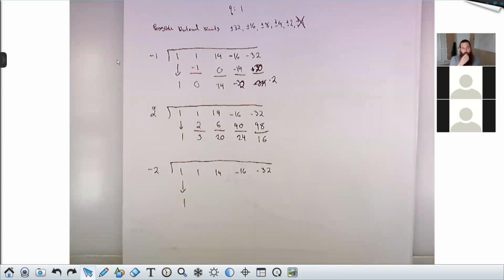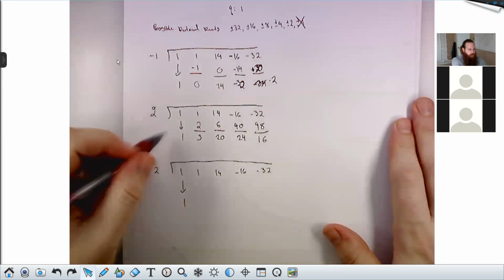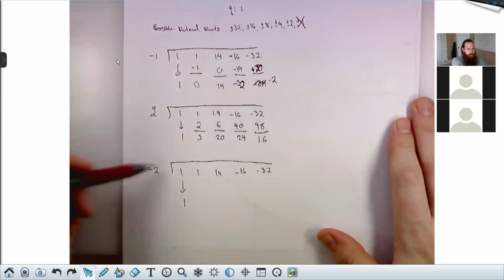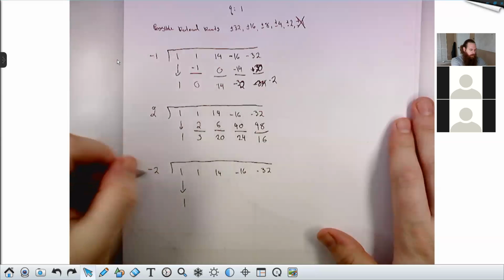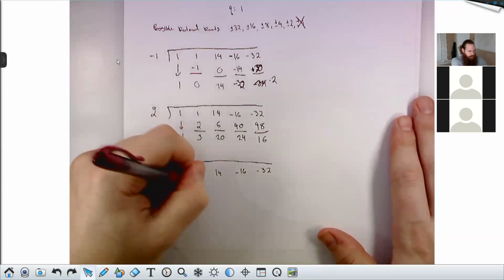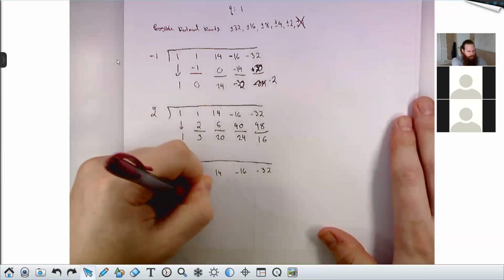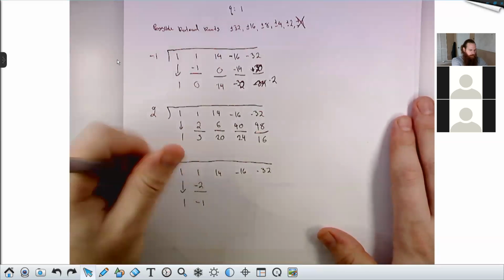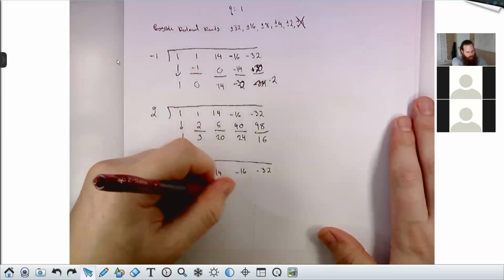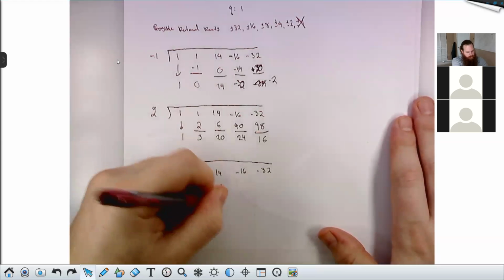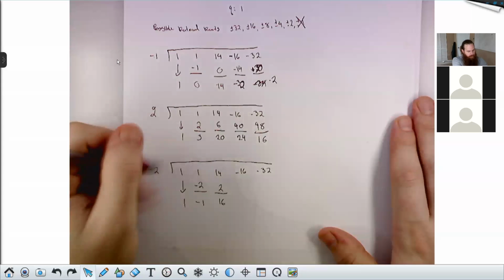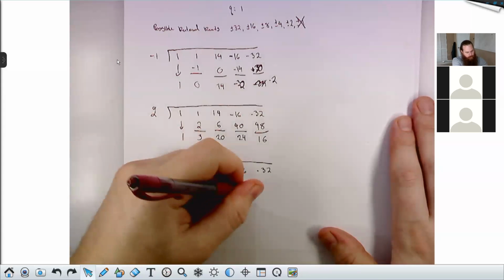It does matter if the number you're checking is negative or positive, yeah. So here you'll see the contrast, right? I'm checking +2 there and -2 here. -2 times +1 is -2. And when I add those up, I'll get -1. When I multiply these, I'll get +2. And when I add those, I'll get 16. When I multiply this, I'll get -32.